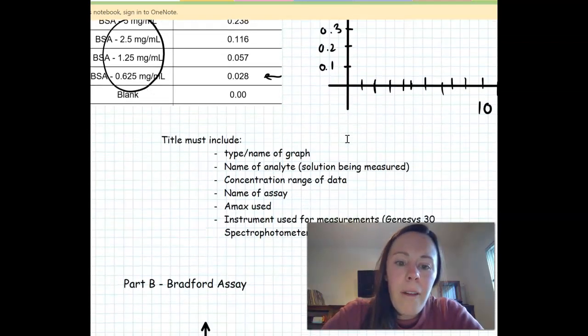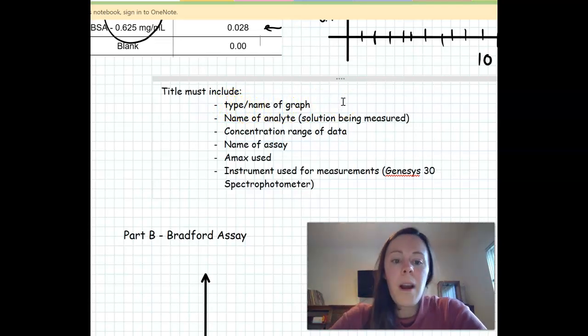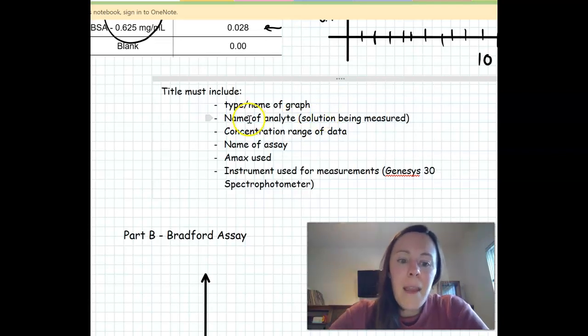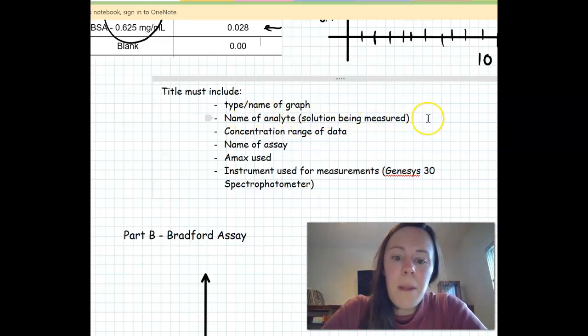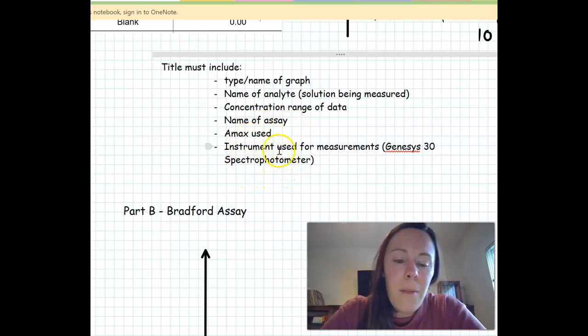When you're making your graph, you're going to put a very nice title on the top of it. So make sure, like we wrote on the board last week, your title must include the type or the name of the graph. So this is like an absorption spectrum or a standard curve. The name of the analyte. So for this one, we are measuring BSA, bovine serum albumin, the protein. The concentration range of the data should be in there. For this particular graph, because we're doing a BIO273 assay, we should include the name of the assay in the title. And then the information we need from our measurements.